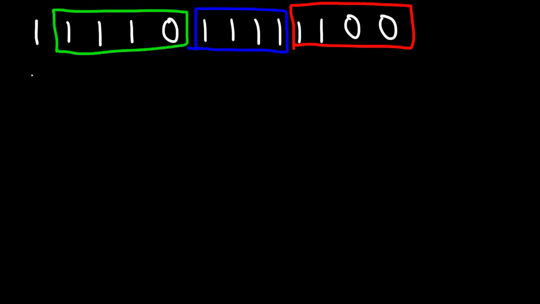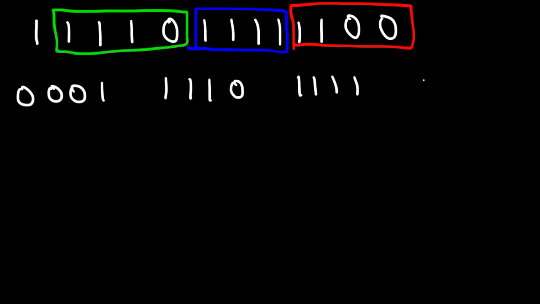So the first group, we're going to add 3 zeros. So it's going to be 0, 0, 0, 1. And then the group in green is 1, 1, 1, 0. And then in blue, 1, 1, 1, 1. And in red, 1 1 0 0.